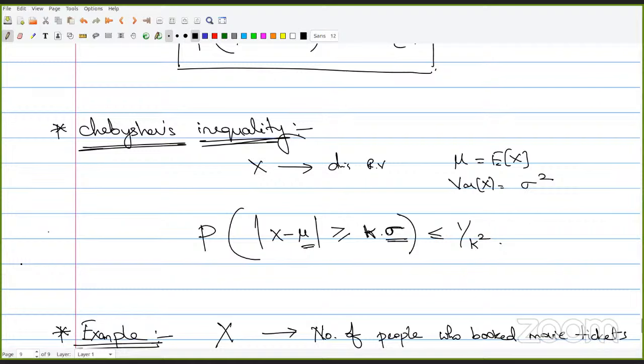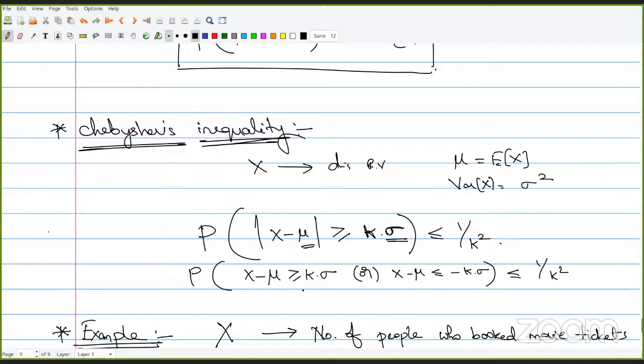So sometimes it becomes 1 minus 1 by k square. See, this is nothing but the probability that x minus mu is greater than or equal to k times sigma, or x minus mu is less than or equal to minus k times sigma, so you just open the brackets. The probability that x minus mu is greater than or equal to k sigma, or x minus mu is less than or equal to minus k sigma, will be less than or equal to 1 by k square.